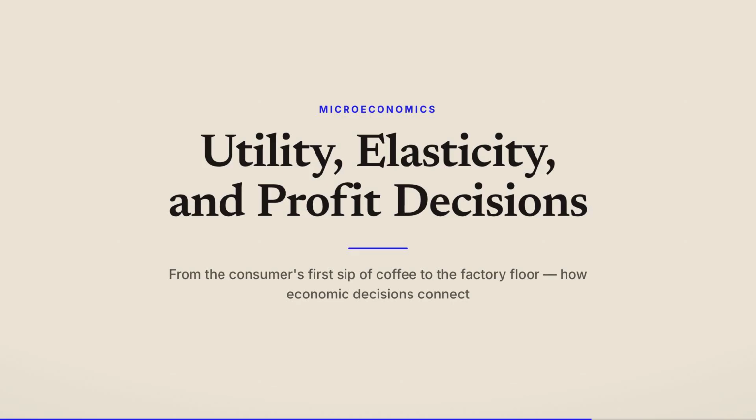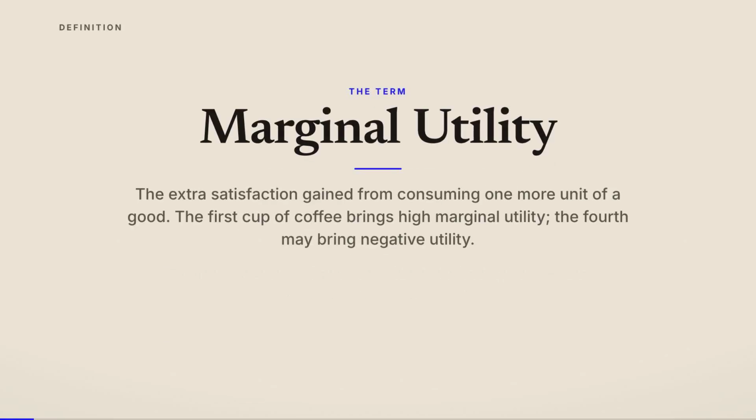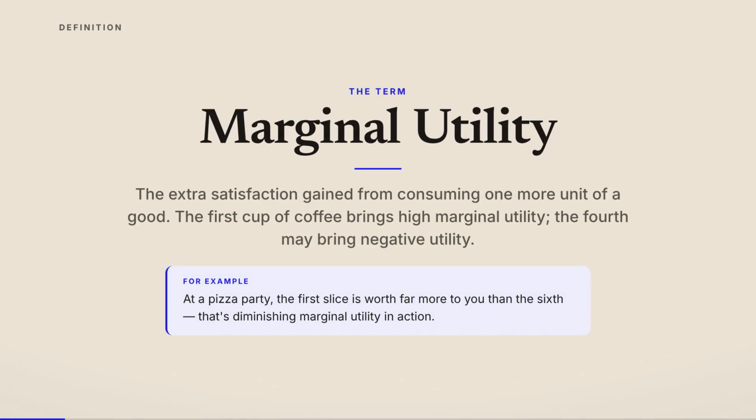Today, we are going to trace that connection from the consumer's first sip of coffee to the factory floor, using real case studies every step of the way. Let us start with the consumer. Utility is the satisfaction you get from consuming a good or service. Economists used to talk about utils, theoretical units of happiness. But the real insight is marginal utility, the extra satisfaction from consuming one more unit.